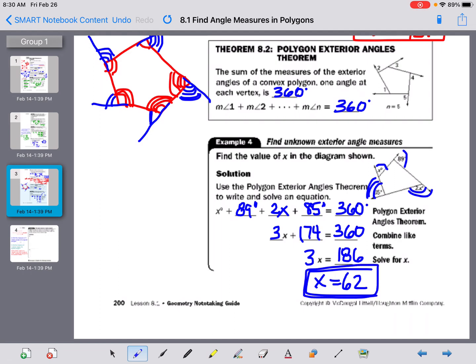Now, just a quick side note, x is 62. That will make this angle 62 degrees, but in this case, I have to double it, and I'd get 124 degrees. So I don't want to write x equals 62 degrees, because the number x is 62. When I plug it back in, the angles are with degrees, okay?